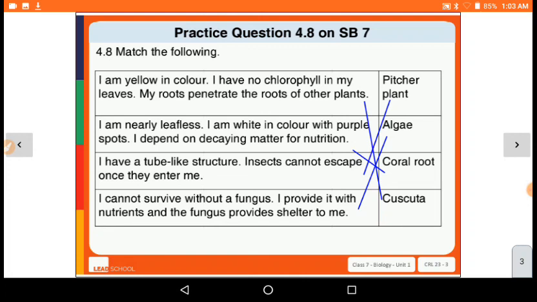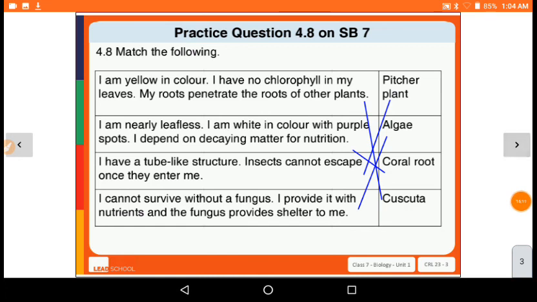I'm nearly leafless. I'm white in color with purple spots. I depend on decaying matter for nutrition, which is the coral plant, and that is a saprotroph. Then, I have a tube-like structure. Insects cannot escape once they enter me. That is the pitcher plant, or insectivorous plant. And last, I cannot survive without fungus. I provide it with nutrition, and then fungus provides shelter to me. That is symbiotic plants, and that is algae.